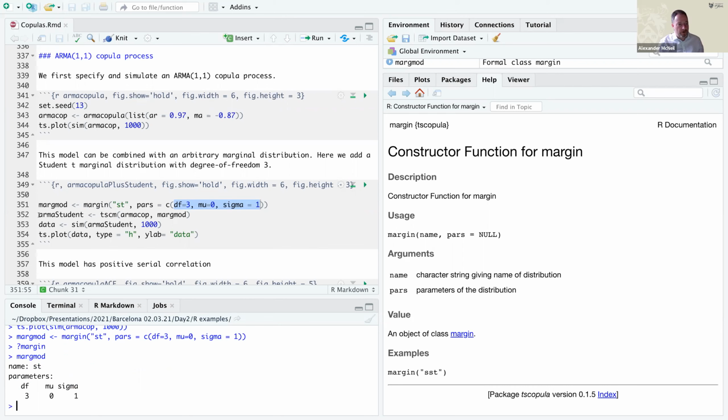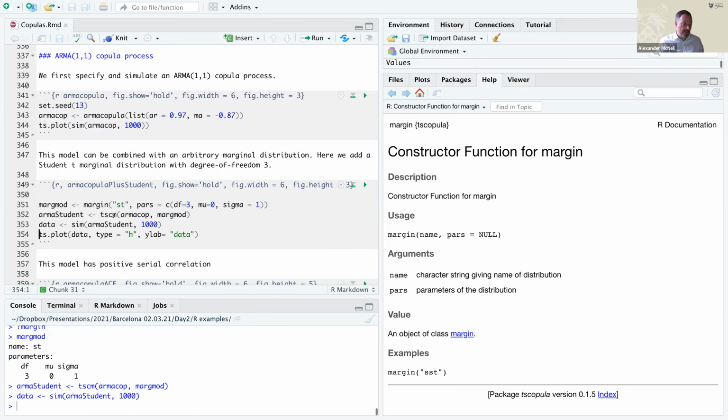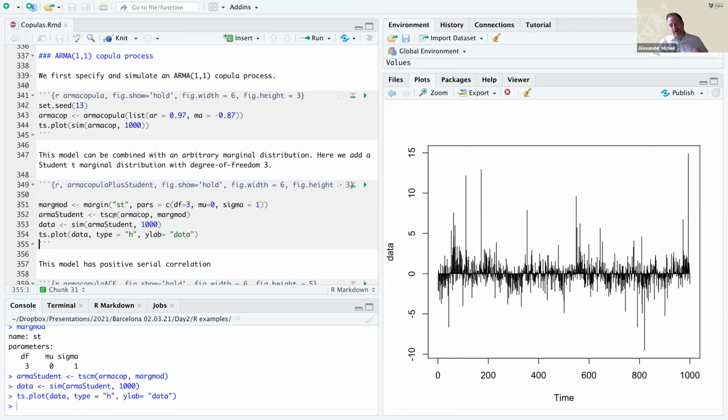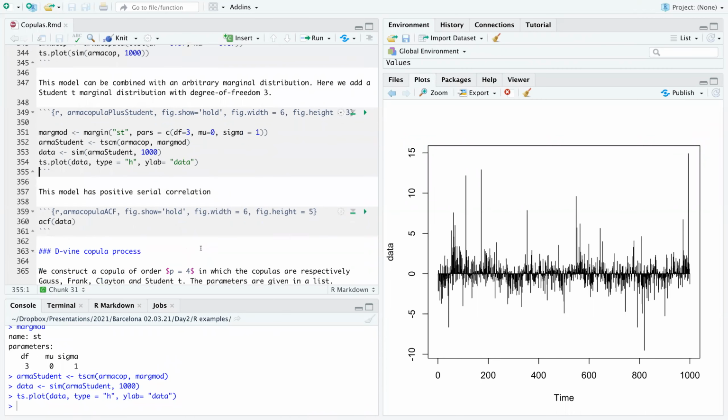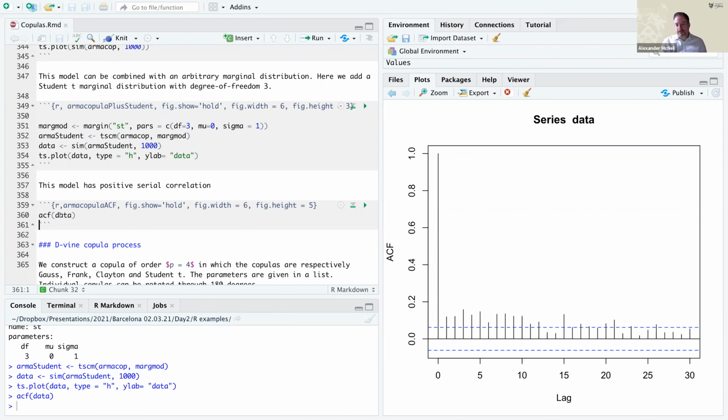So the model that I call ARMA student takes an ARMA 1.1 process, and it adds an ARMA 1.1 copula process, and it adds a student distribution using the command TSCM, which stands for time series copula model. Now if I generate that, you can see I've got a time series which has a student T distribution, and it has the serial dependence structure of an ARMA 1.1. You can check that if I do the ACF. You can see here that there's quite persistent but low-level serial correlation in this model. And so that's an example of an ARMA copula process.